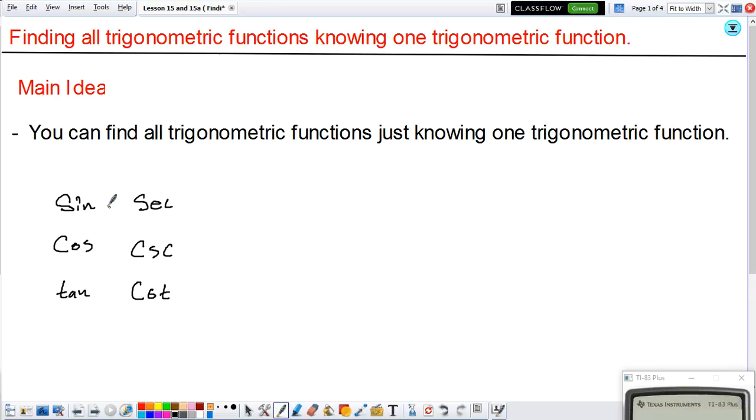Now, it is possible for us to find the value for all 6 trigonometric functions just knowing one of them. So that's going to be our objective for today. The main idea here is that we can find the value for all the trigonometric functions just knowing one of them. If we know sine, then we can know what cosine, tangent, secant, cosecant, and cotangent is. If we know cosecant, we can find the rest of them.